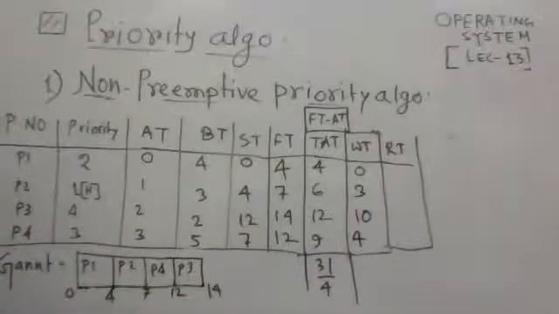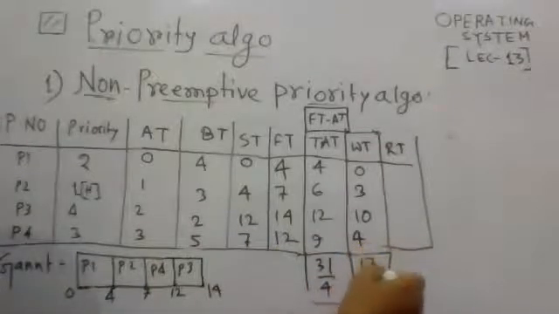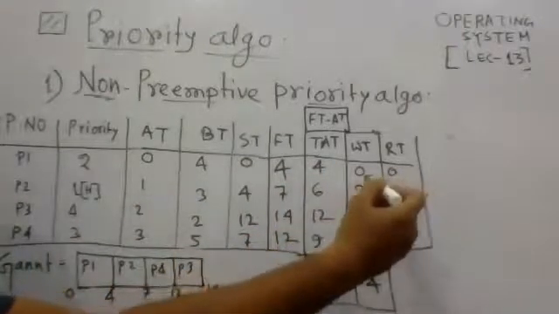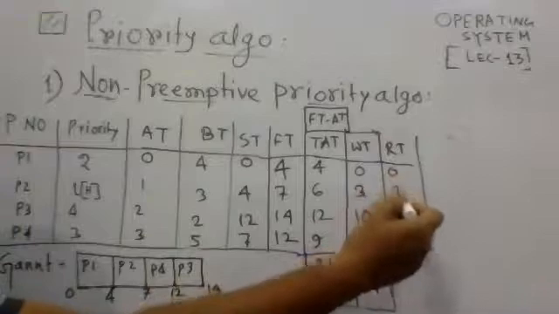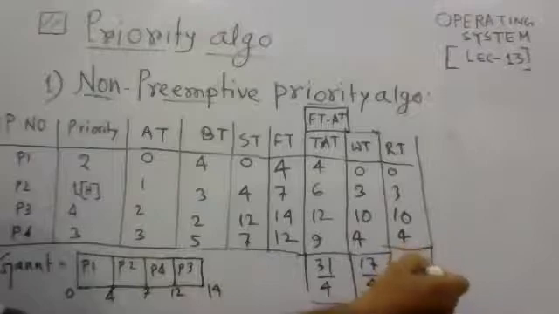Okay, so average waiting time, that is 17 by 4. And response time, we know the response time is first response minus arrival time. Also, we know that in case of a non-preemptive algorithm, the response time and waiting time will always be equal. So here waiting time 3, so response time also 3, 0, 3, 10, 4. So average obviously 17 by 4.